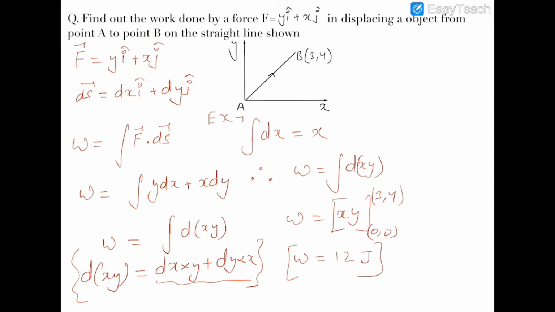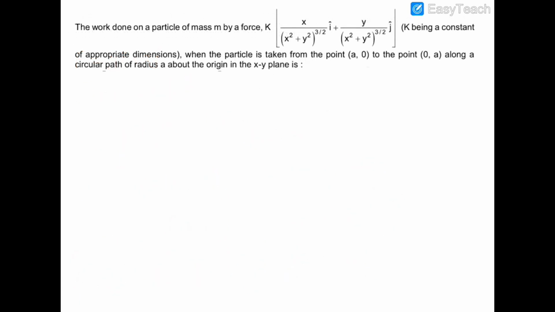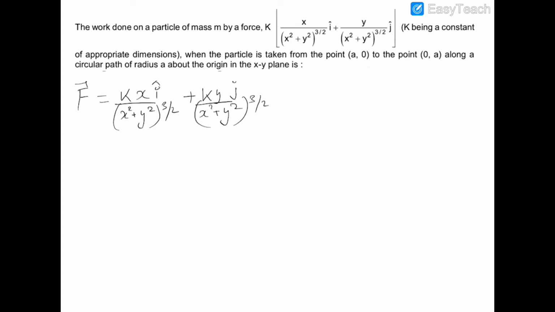Now we move on to the next question. In this question you can see that there is a force F which is k x upon (x square plus y square) to the power 3 by 2 i cap plus k y upon (x square plus y square) to the power 3 by 2 j cap. Now we are moving a particle on a circular path. I am drawing the circular path.